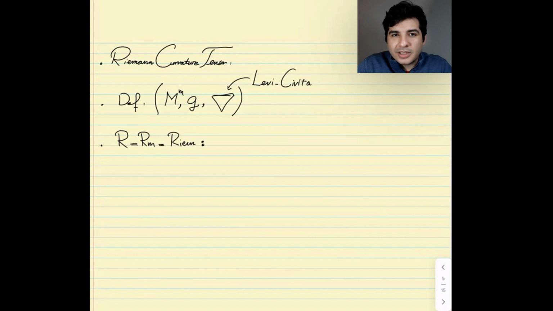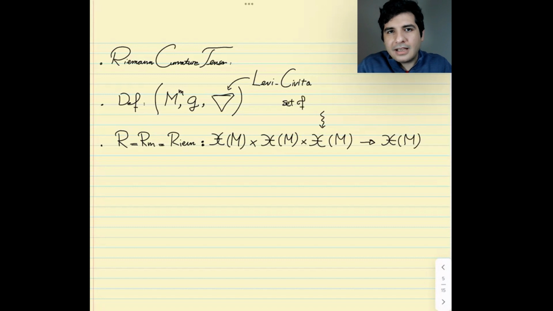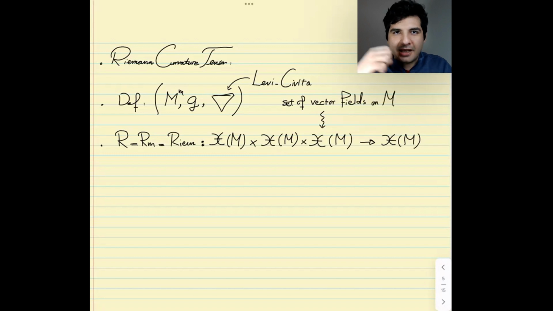It's not a number, but it's like a map where the inputs are three vector fields on the manifold and the output is another vector field. So it's a much more complicated object. It is not a number, it's like a function. The curvature itself is a function. It takes three vector fields, where the script X of M denotes the set of vector fields on your manifold M, and the output is another vector field.